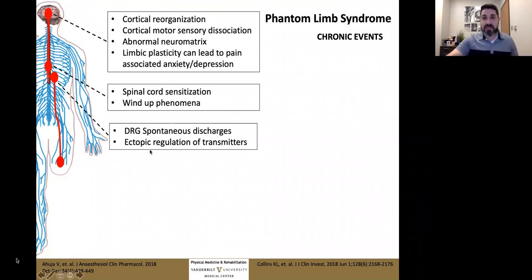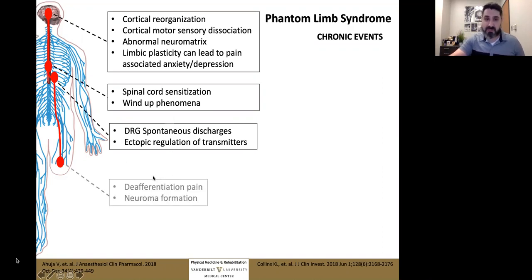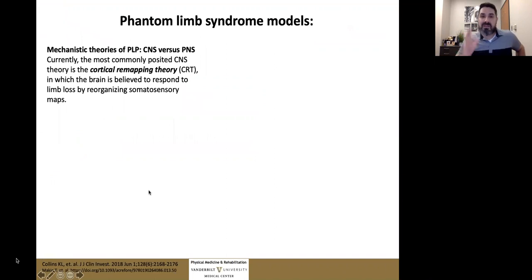So, ectopic regulation of neurotransmitters, and then what's known as deafferentation pain because of the loss of the descending inhibitory pathways, and neuroma formation. These are some models that people use. None of these are the word, right, but they're useful approximations, at least to our current mechanistic understanding. It's not about getting mind-locked into these things. They're a way to describe what we think is going on.